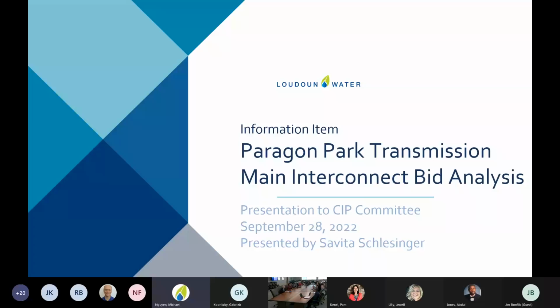But we wanted to take the opportunity to come back and I think at the last board meeting, you approved the task order or the notice of award for this project, but we wanted to come back and talk to you a little bit about what a bid analysis looks like for us at a high level, and then some more specifics on this particular bid analysis.